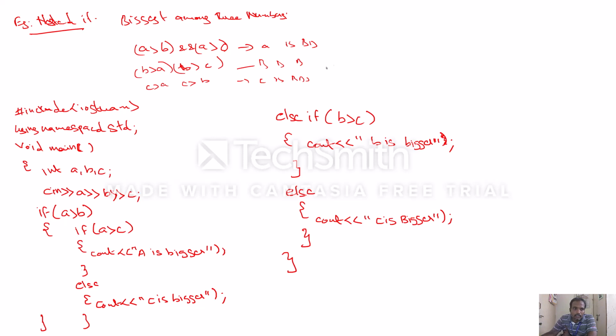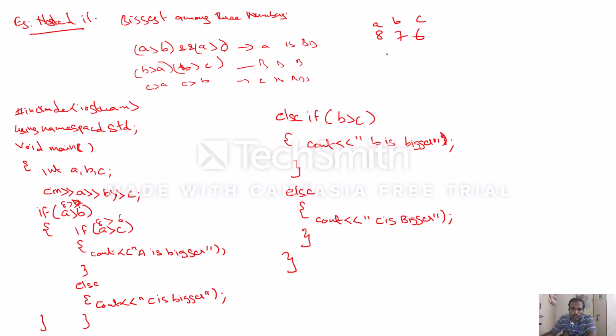For example, we can explore this example. Say A, B, C are 8, 7, 6. This is the input we are getting from the user for the A, B and C values. First, if A is greater than B, 8 is greater than 7, the condition is true, so it will come here. Then A greater than C, 8 greater than 6, the condition is true, so it will print A is bigger. That's one way of finding that A is bigger.